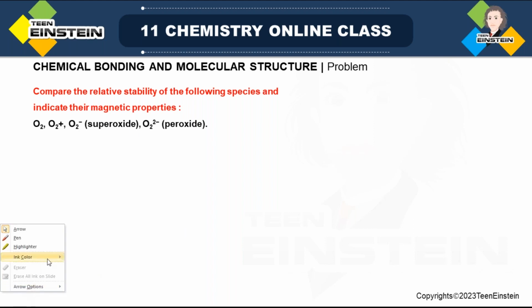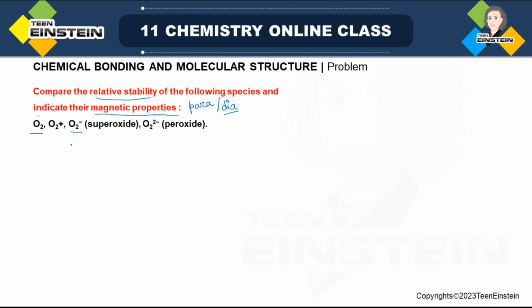So here how many species we have? We have O2, O2 plus, O2 minus and O2 2 minus. So relative stability, as well as we have to indicate their magnetic properties. Indicate magnetic properties means we have to predict whether it will be paramagnetic or diamagnetic. Diamagnetic means there is no unpaired electron. If it is paramagnetic, that means there is unpaired electron present.